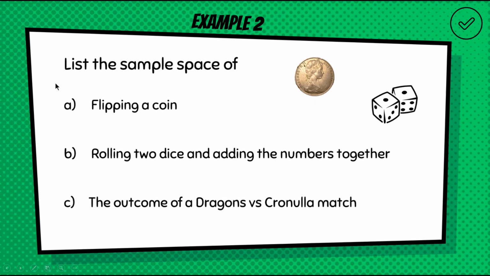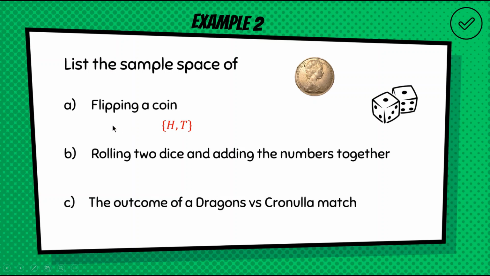Alright, we're going to list some sample spaces. So that means we're going to write out, still more writing, God, we're going to write out our possibilities. If I flipped a coin, what are the options? What are the outcomes? Well, it's obviously going to be heads or tails. So there is our sample space, heads and tails.